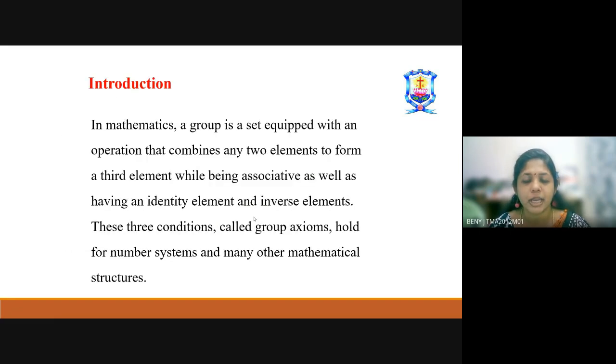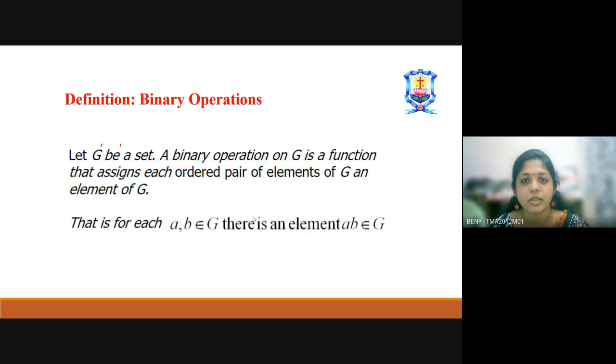Introduction of groups. In mathematics, a group is a set equipped with an operation that combines any two elements to form a third element, while being associative as well as having an identity element and an inverse. These three conditions are called the group axioms, and they hold not only for number systems but also for many other mathematical structures.